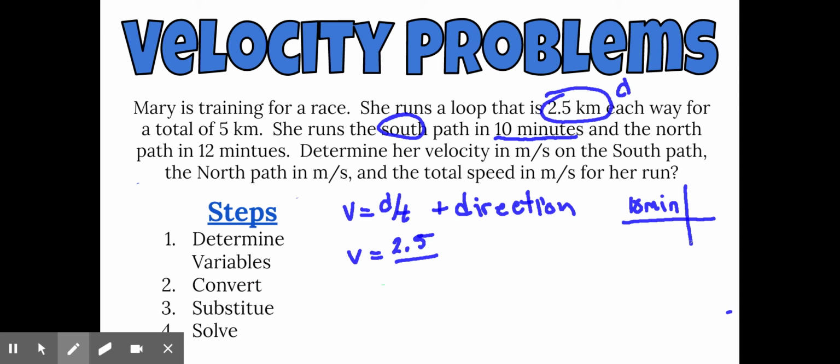So we have 10 minutes, and we know that in every minute there are 60 seconds. We can now cancel out our minutes, and we get 10 times 60 divided by 1, and that answer is going to be in seconds. So we get an answer of 600 seconds. So we can substitute 600 in here, and that's going to be in seconds. Our top one is going to be in kilometers. Oh no, we need to figure that out too.